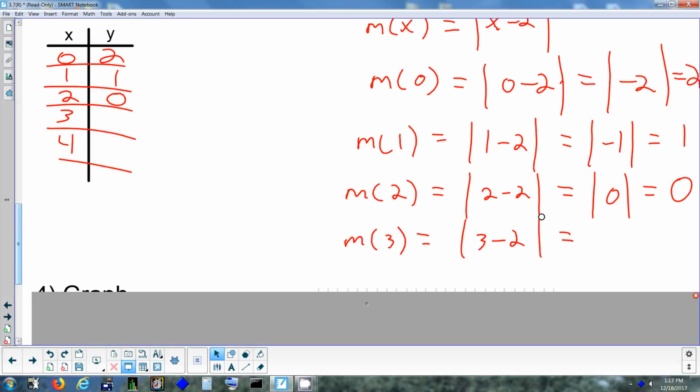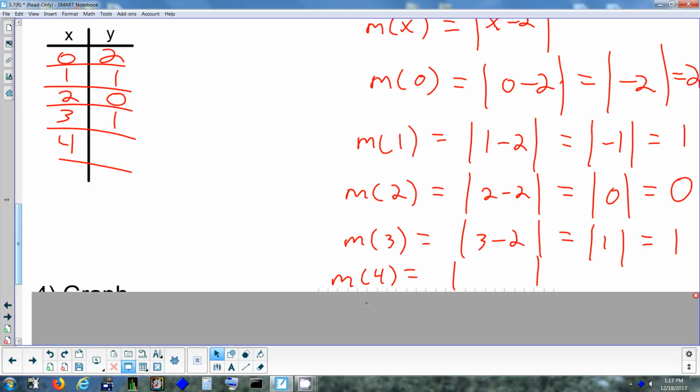What's 3 minus 2? 1. Absolute value of 1? Negative 1. No, it's just 1. Change it to the opposite. Okay, let's do 4. And then see if you notice something.